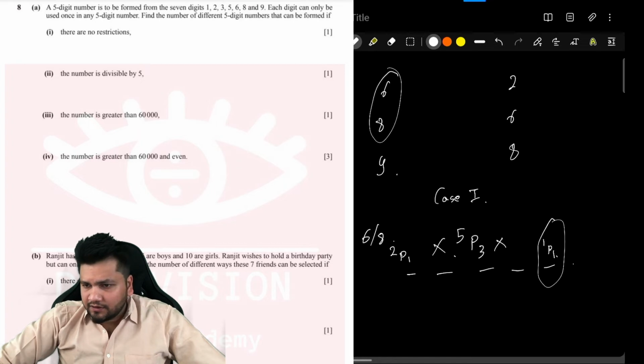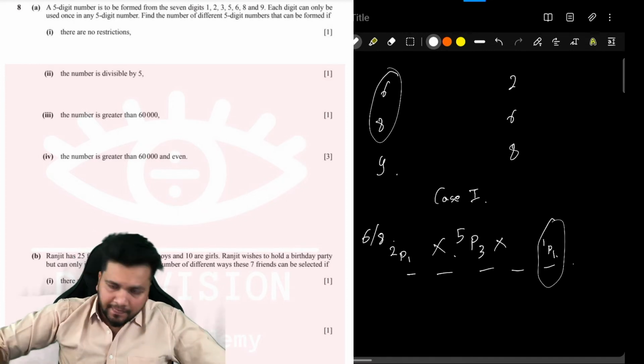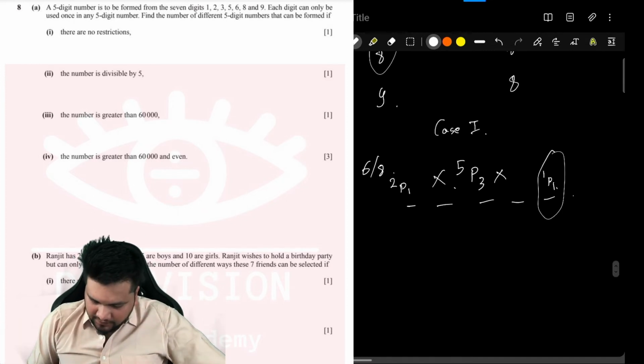That's the procedure. Now if it starts with 6 or 8, that is, an even number, then at the end we'll have just one option. So that's going to be one case, 1p1 at last and 2p1 at the first. In between, 5 numbers are remaining, so 5p3. Make sense? Yes. Now case 2 would be if it starts with 9.